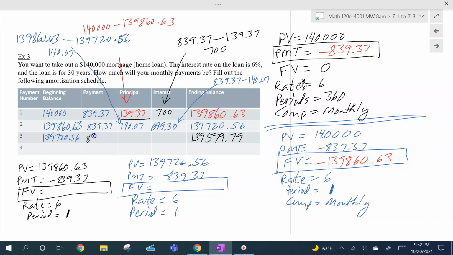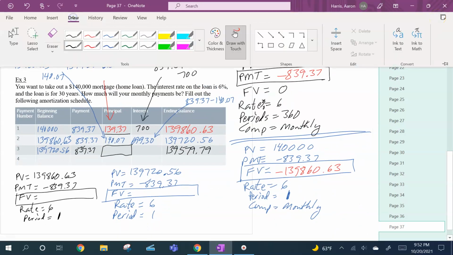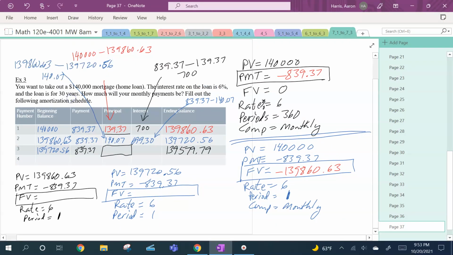Remember, I made an $839.37 payment every time, right? So what went towards the principal here? What went towards my principal? Well, at the beginning of the month we owed... I gotta get rid of some of this. I'm making such a mess here. Wish I had more room.